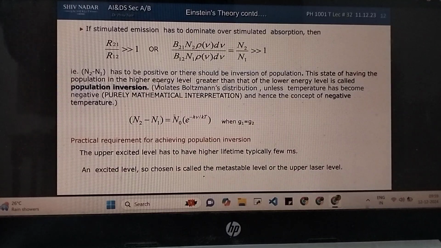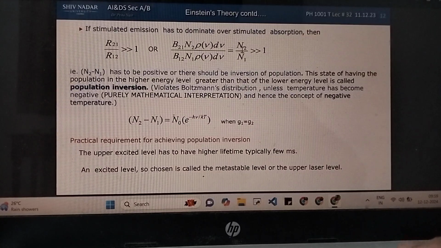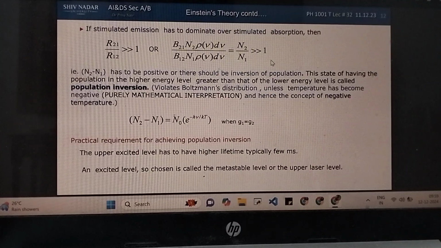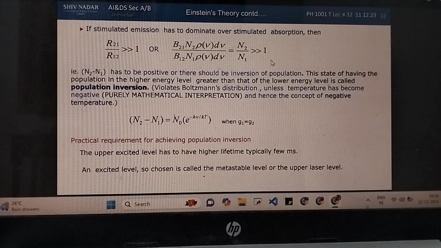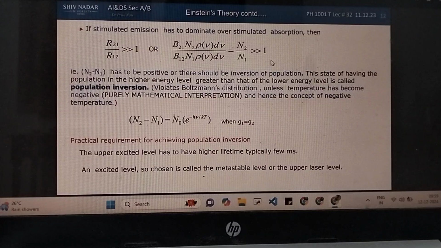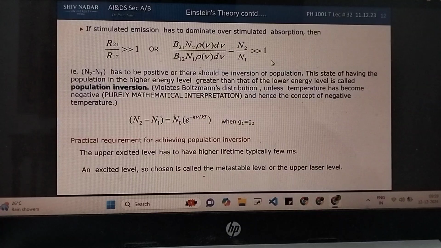Also, because these extra electrons are going into the higher energy level, the population of the higher level increases, so N2 by N1 becomes much greater than 1. So that is inversion of population. We will be studying inversion in a little more detail in a subsequent lecture. So if inversion doesn't make complete sense at this point, it is okay. What you need to remember are the conditions.